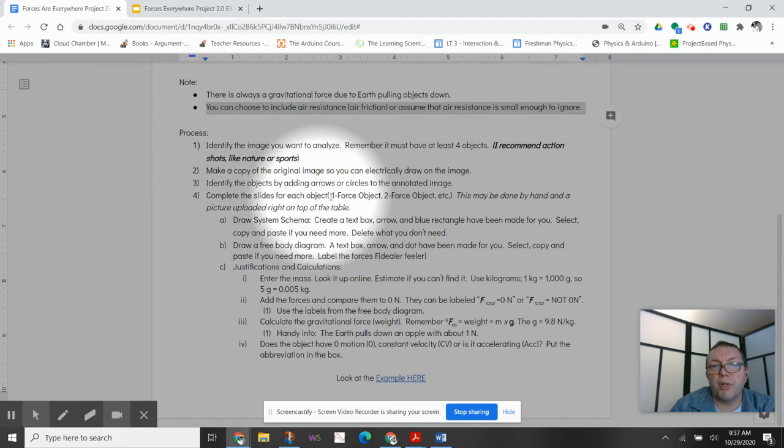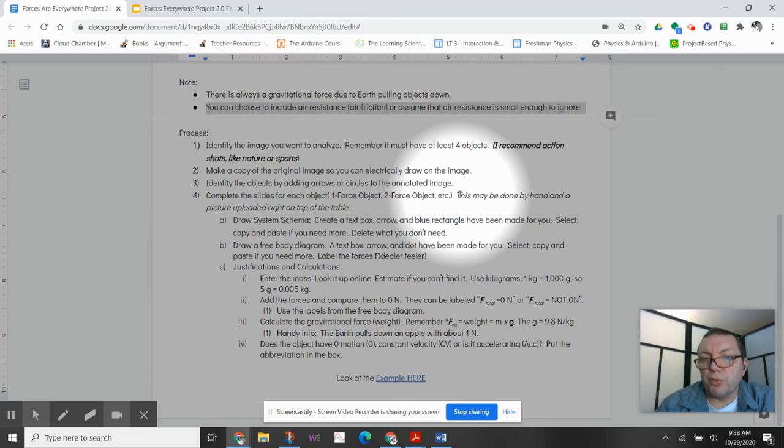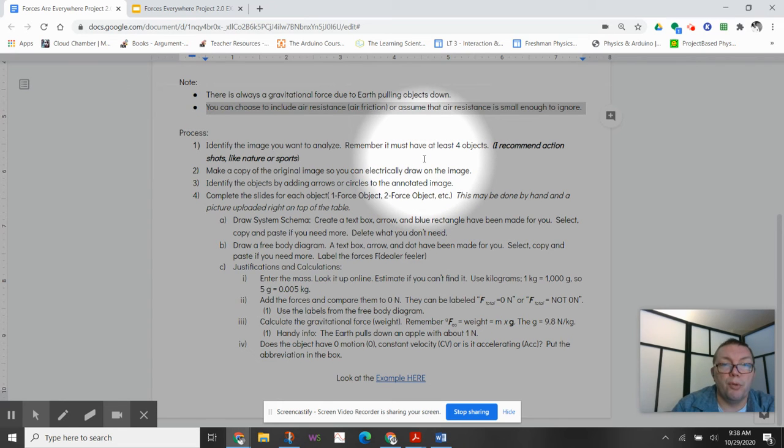Then there are slides that include object 1, object 2, object 3, object 4. You can either write out the questions or your solutions on paper, take a picture and upload it, or you can do all of the work digitally in that slide with your Chromebook or computer. Either way is fine. If you take a picture, then you need to upload it.